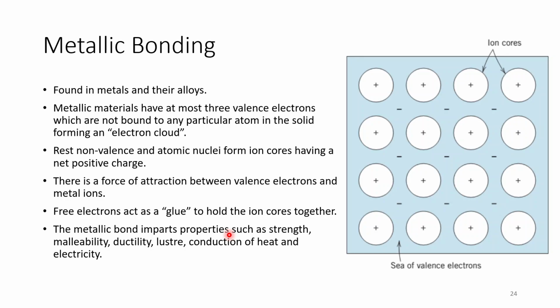Next, we have metallic bonding. It is found in metals and their alloys. Metallic materials have at most 3 valence electrons which are not bound to any particular atom in the solid, forming an electron cloud.